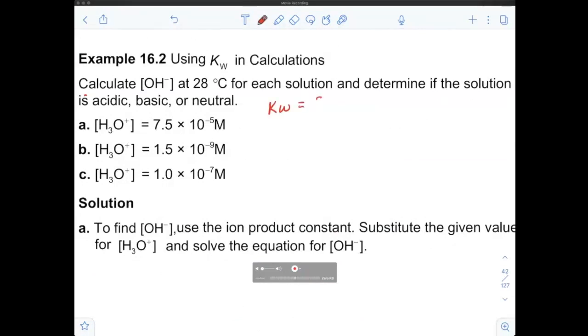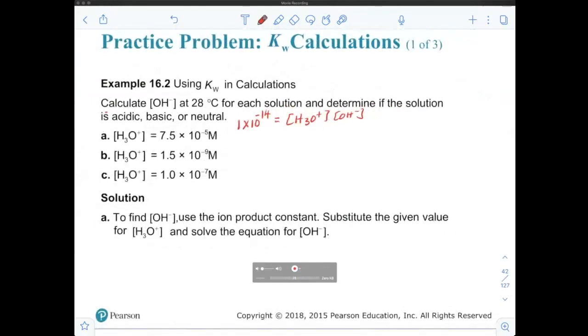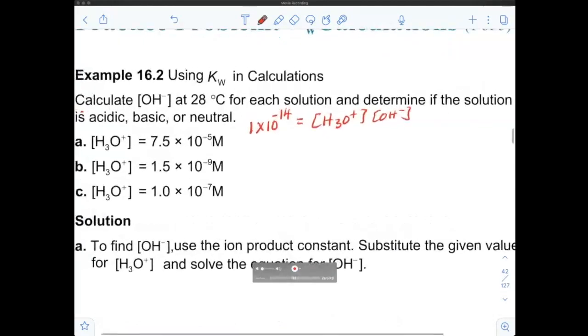KW is equal to H3O plus times OH minus. So what I'm going to do to make this go quicker, I'll replace KW with the actual value, 1 times 10 power negative 14. Okay? So in this case, they gave us what H3O plus was in each case. We're trying to find OH minus and figure out what is the more dominant species. Is it H3O plus or OH minus? Because we're having a constant competition, right? Unless we have a draw. So since we have H3O plus, we need to find out OH minus so we can see which is more dominant.